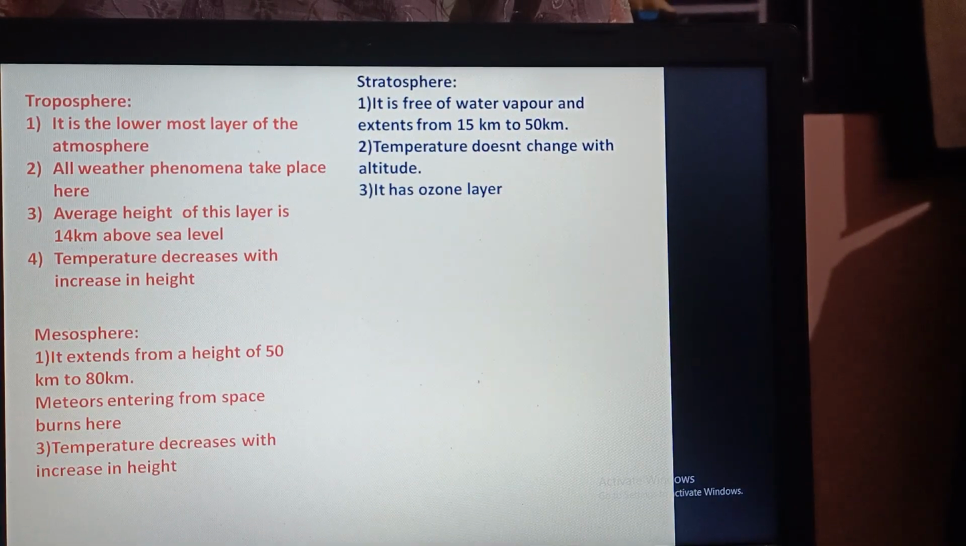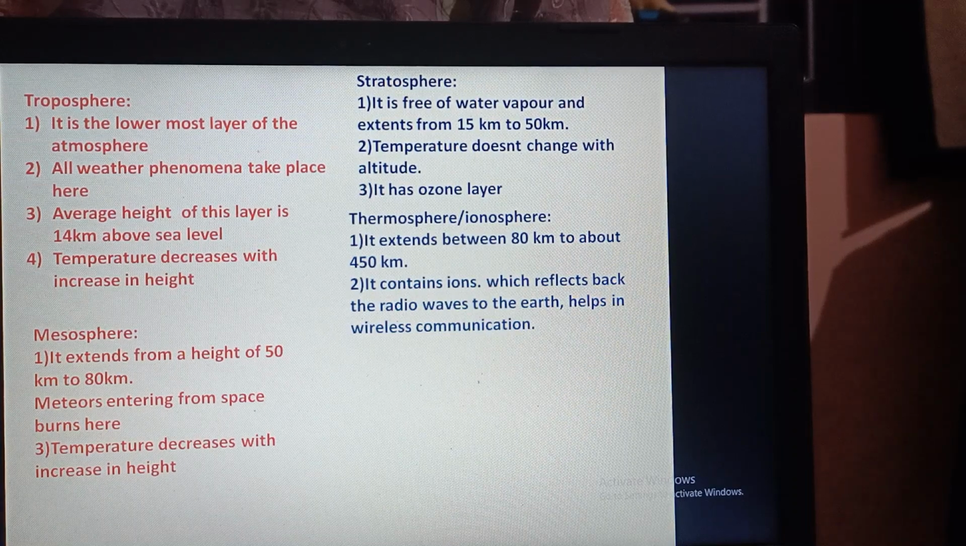Next is mesosphere. It extends between 50 to 80 km above the surface of the earth. Meteors coming from space are mostly burned up in this layer. Temperature decreases with height in this layer. Next, thermosphere or ionosphere. It extends between 80 to about 450 km. It contains ions which reflect radio waves back to the earth, which helps in wireless communication.